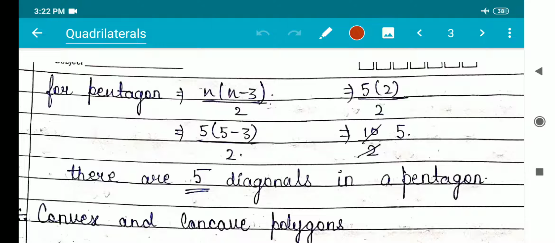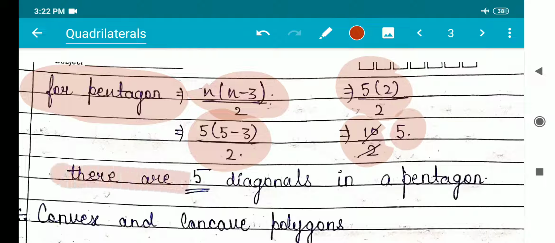Another example is for a pentagon. The number of sides in a pentagon is 5. So 5 times (5 minus 3) by 2. After calculating, I got 10 by 2, and after reducing, 5. So there will be 5 diagonals in a pentagon.